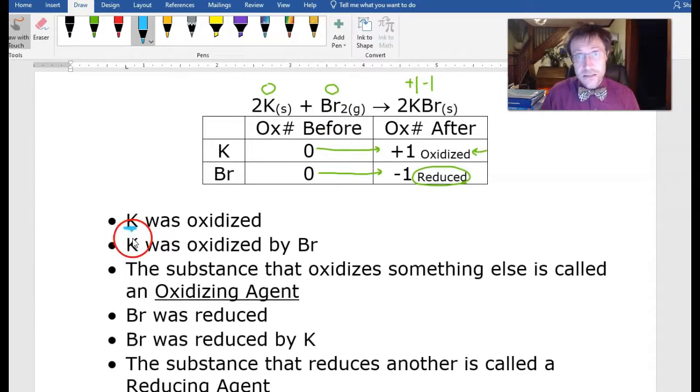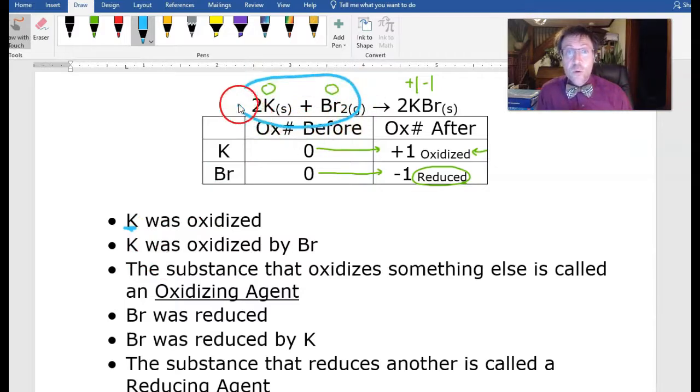Potassium was oxidized, right? See, it's losing electrons, Leo. Gaining electrons, Ger. Potassium, and remember, there's only going to be two things here. One thing is going to be oxidized, one thing is going to be reduced. You got it? So these guys are going to be the agents because this is what it is before the reaction, and this is where it's all after.